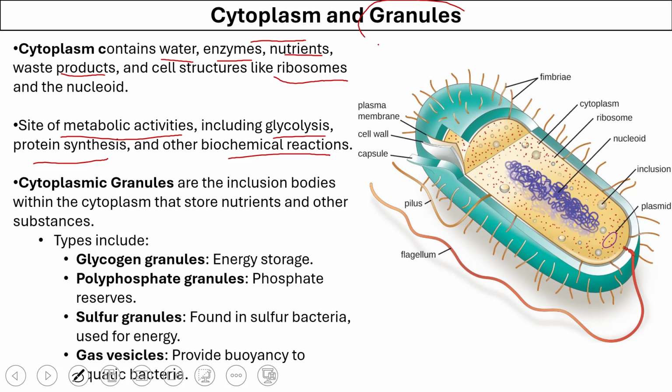The cytoplasm has granules. The granules can store different things. For example, a granule may be storing glycogen, which is an energy source because glycogen is a sugar. The granules might also store some kind of phosphates. They also contain sulfur sometimes, and the bacteria can also use sulfur as a source of energy. And sometimes these prokaryotic cells also contain gases inside their granules which provide buoyancy or help in floating on the surface of water.